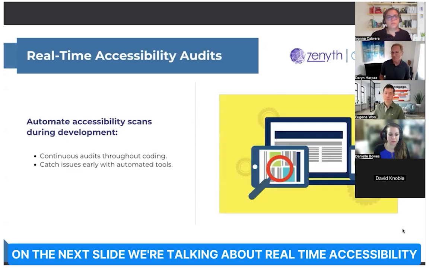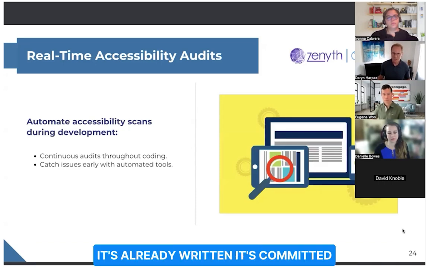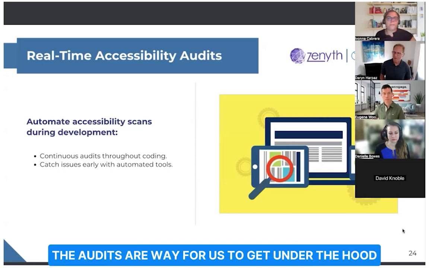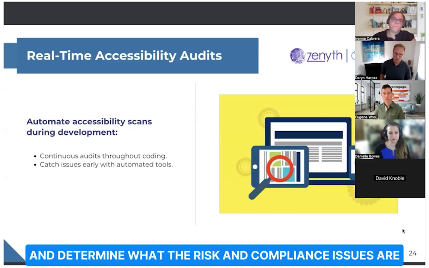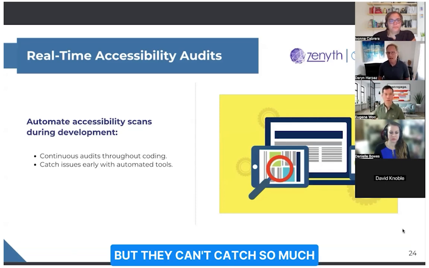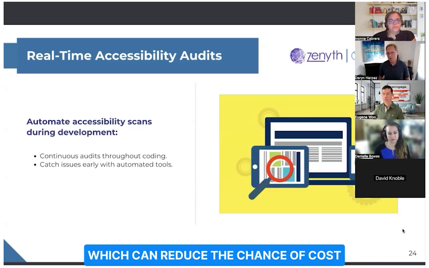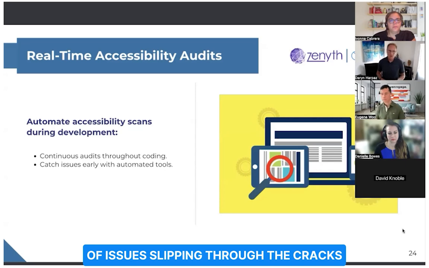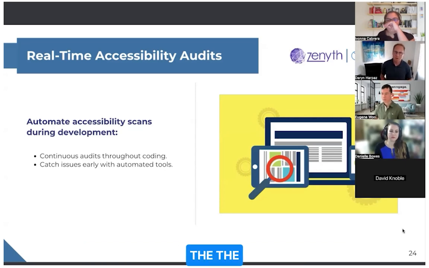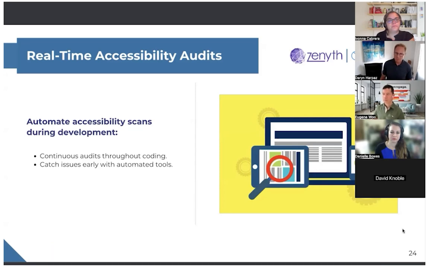On the next slide, we're talking about real-time accessibility audits, and this is essential to catching these issues in code. It's already written, it's committed, we have to find them. So the audits are a way for us to get under the hood and determine what the risk and compliance issues are. Automated tools can certainly scan for accessibility violations continuously, but they can only catch so much. They do provide some instant feedback to developers, which can reduce the chance, of course, of issues slipping through the cracks. But the audits are essential to really uncovering where all the defects are hidden.